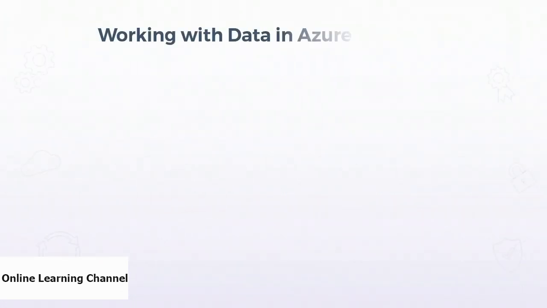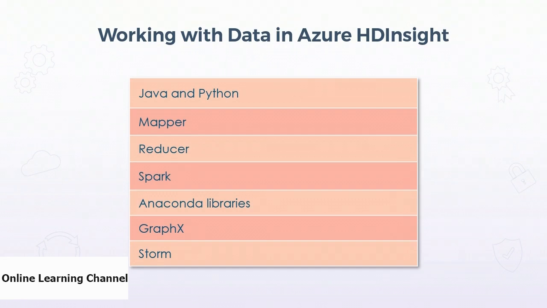Now, HDInsight is easily integrated with other tools too. There's lots of different ways to work with data in Azure HDInsight. You can use Java, Python, or other programming languages to process your data. You can use a tool like Mapper to consume and analyze your input data. In fact, Mapper produces data tuples that can then be fed into Reducer to analyze further and create summaries on.